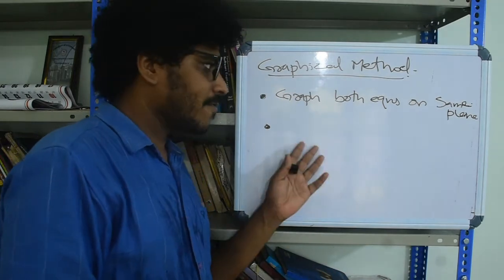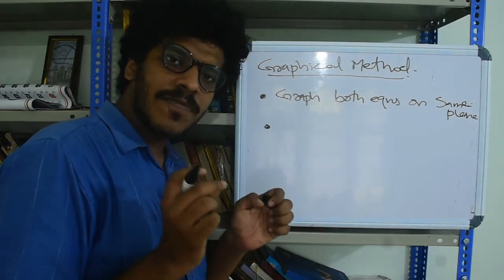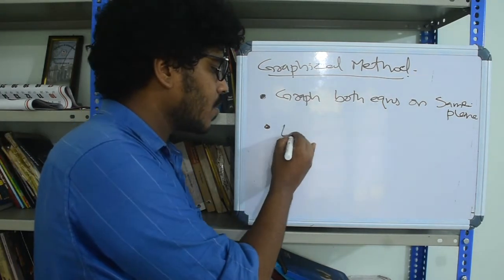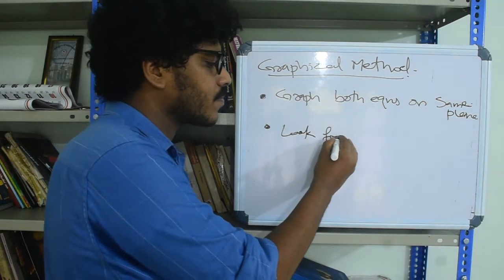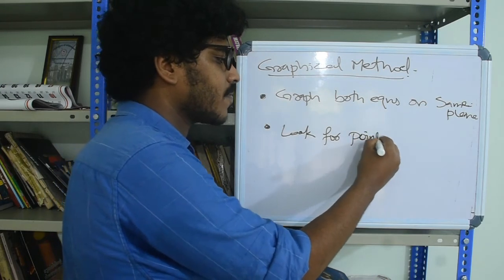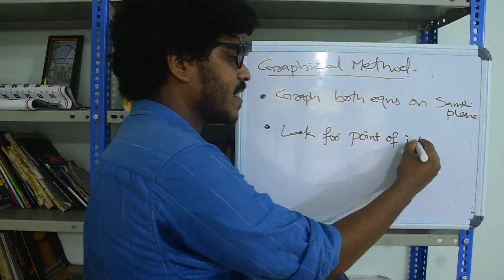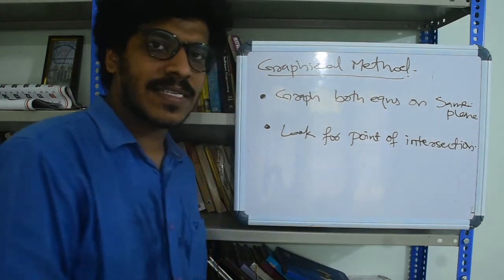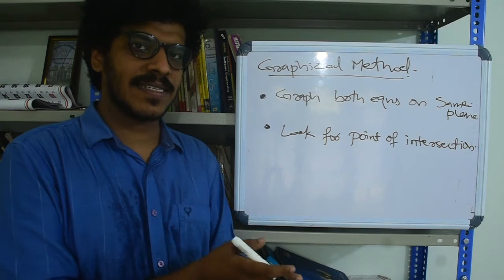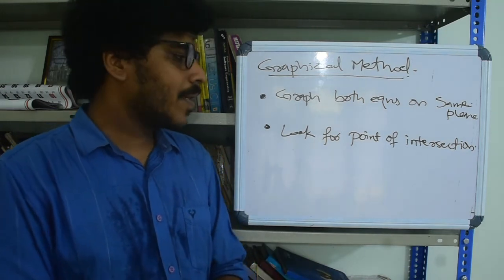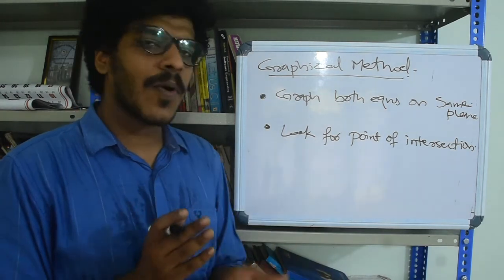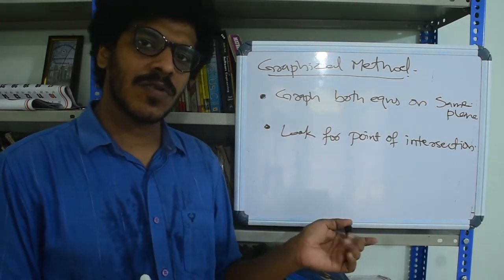And now you have two straight lines, and look for the point of intersection, if any. It is not necessary that two straight lines always intersect each other, but sometimes they may intersect, and that particular point of intersection will give us the solution.